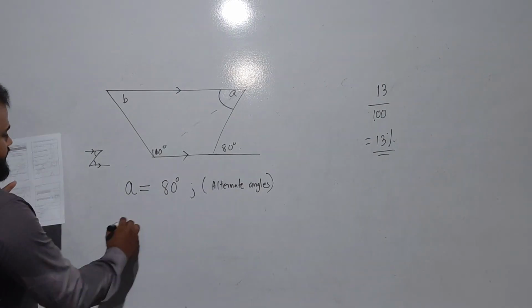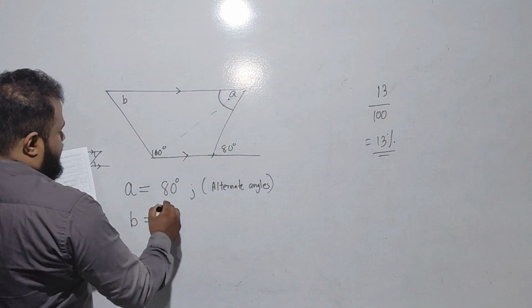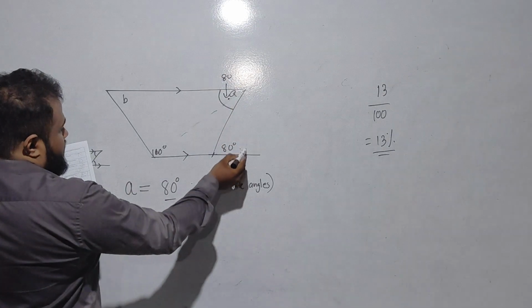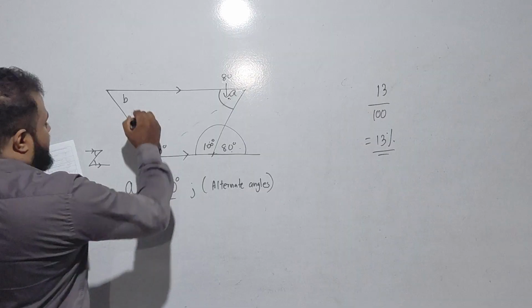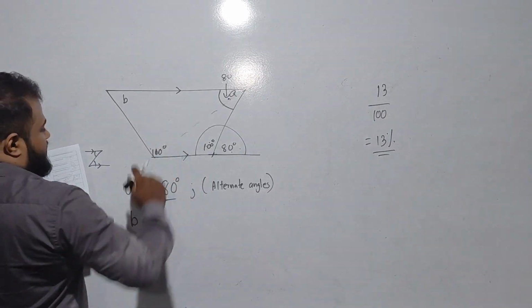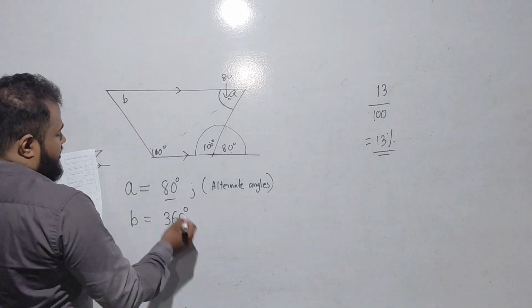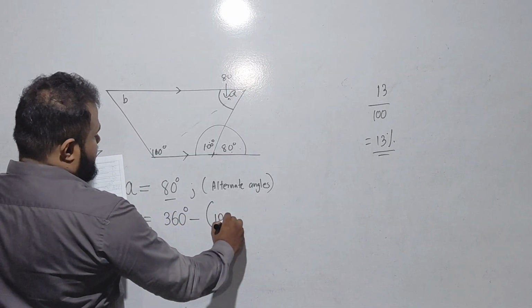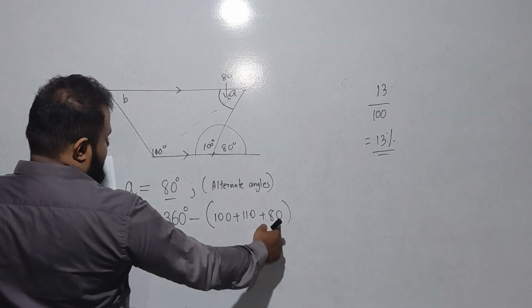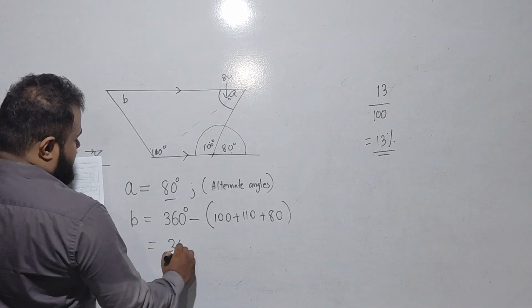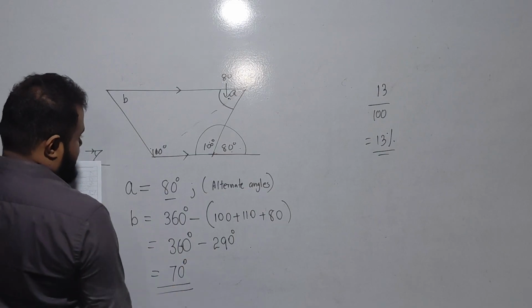Then they have asked the value of B. How to find the value of B? This is A. Now we found it's 80 degrees. This is a straight line. So if this is 80 degrees, this is 100. Now we know three angles of the trapezium. So trapezium is a quadrilateral. So if it is a quadrilateral, the total angle is 360 degrees. To find B, subtract the sum of 100, 110 and 80. 100 plus 80 becomes 180. 180 plus 110 becomes 290. So 360 minus 290 is equal to 70 degrees.